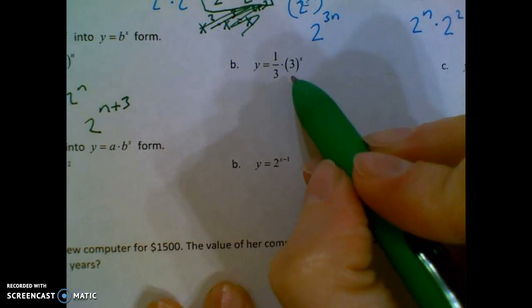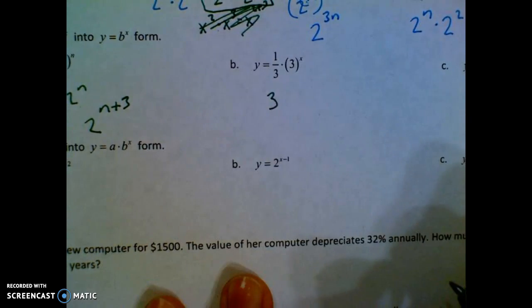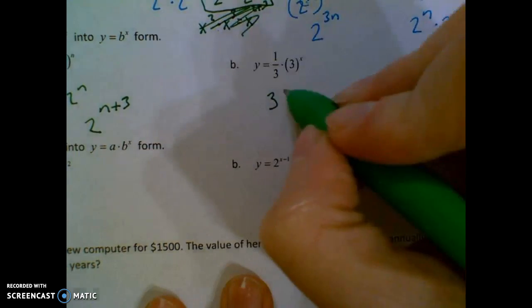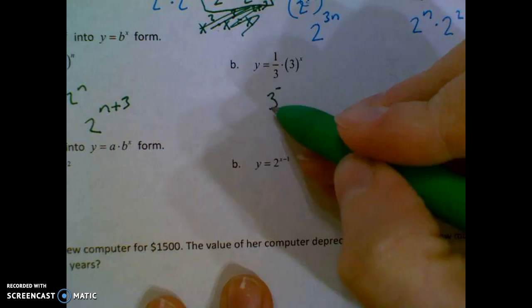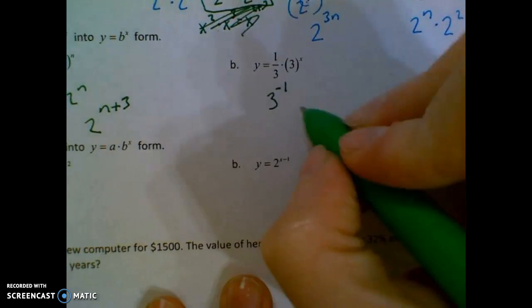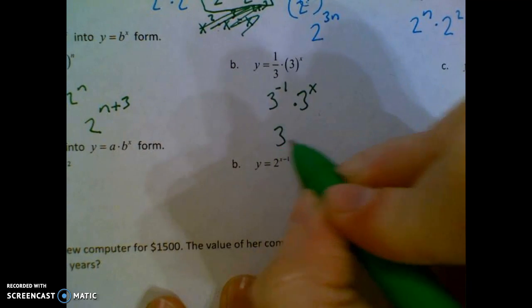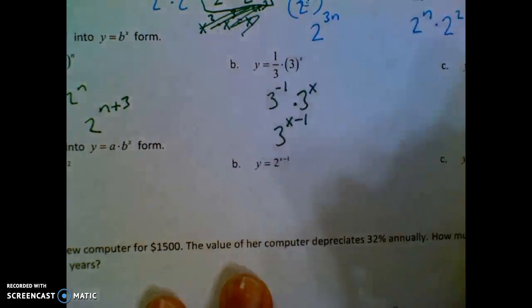Okay, this one. I know that my base is 3. So I have to say 3 to what power is 1/3? Well, anything to a negative power is going to give you a fraction. So I want it to be negative, and I don't want to change that 3. So I want 3 to the negative first. That's going to basically just flip it over. Times 3 to the x, same base, so now I can just add exponents. So I'd write it as x minus 1 or negative 1 plus x.